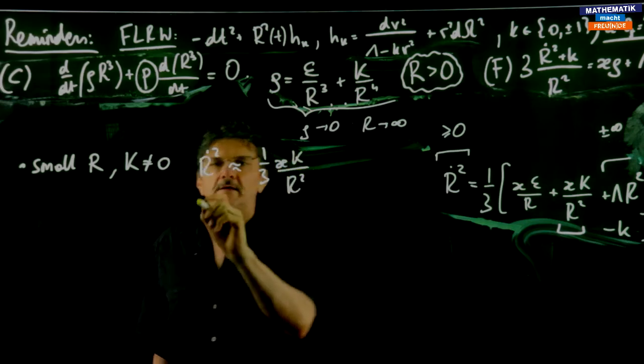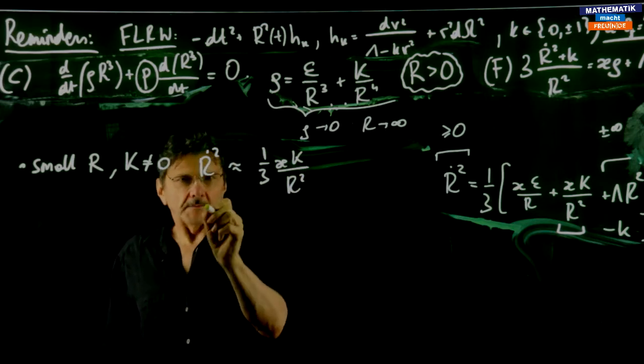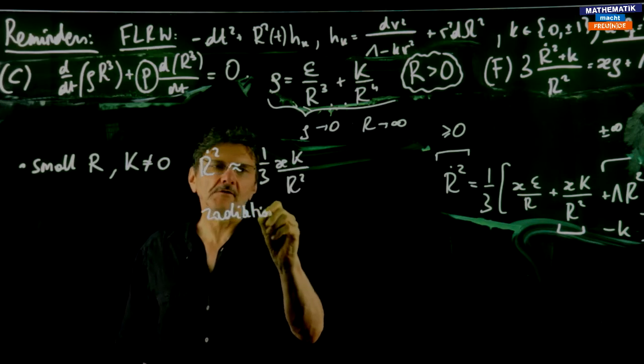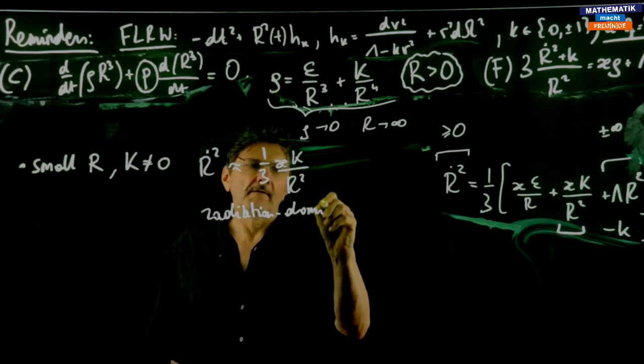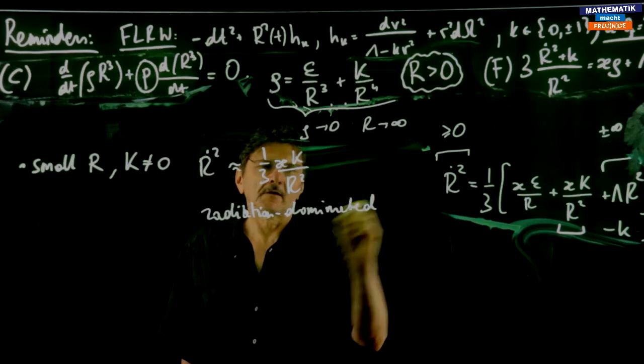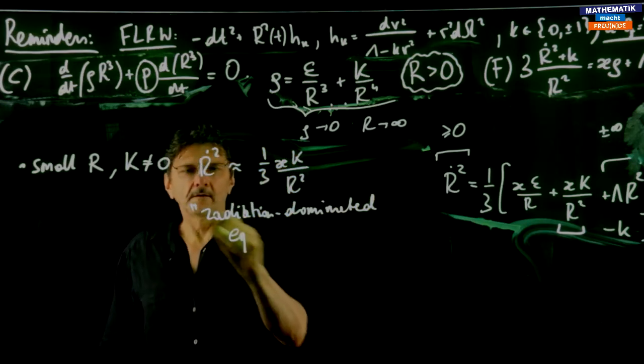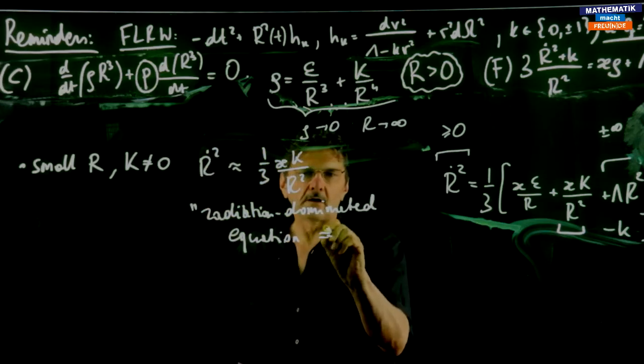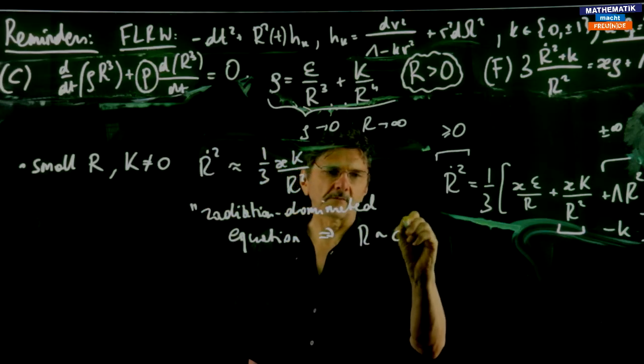And this is the radiation dominated equation. We know the solution, which was a square root. So r behaves like a constant times the square root of t.